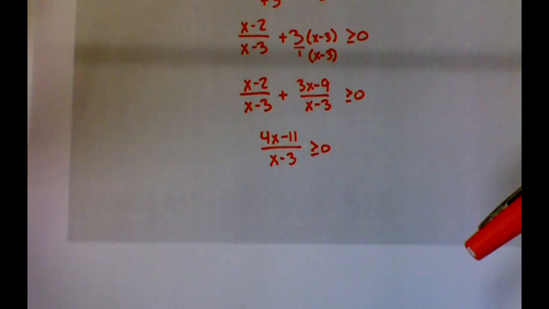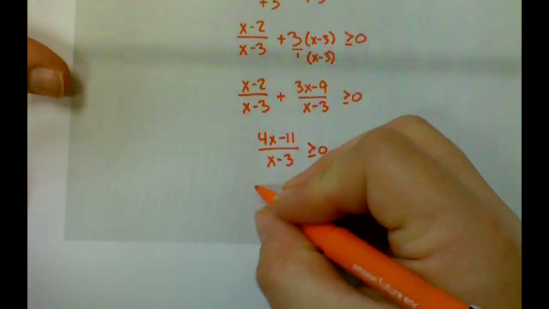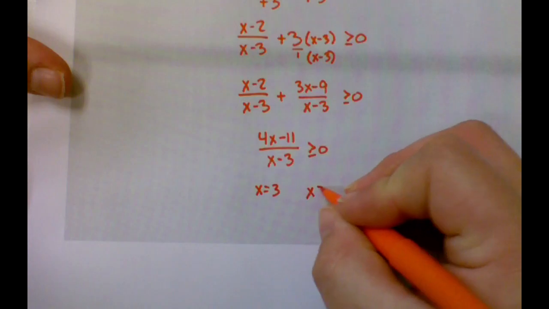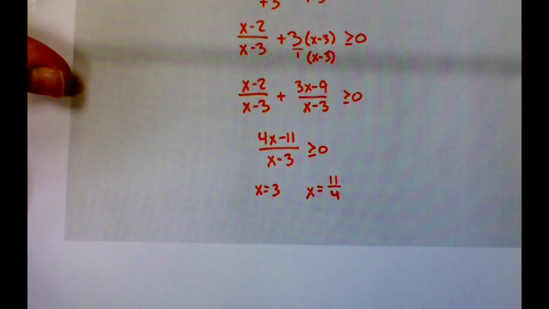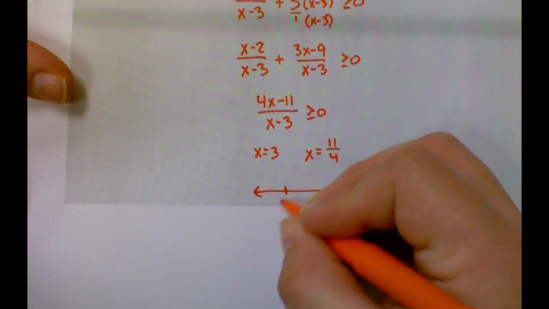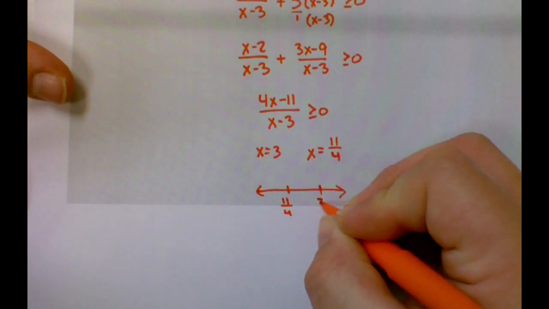My key numbers that make the denominator 0 would be x equals 3. And to make the numerator 0, I just have 11 fourths. 11 fourths is just less than 3. So that's how my number line will be set up.